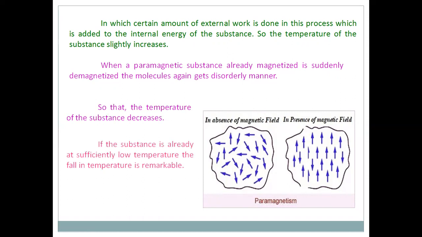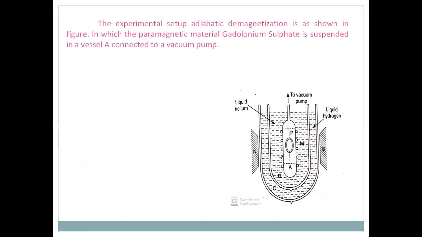Of course, if the temperature of this substance is already very low, the change in temperature, or decrease in temperature, is also very, very low. So the experimental setup for this adiabatic demagnetization is shown in this figure.